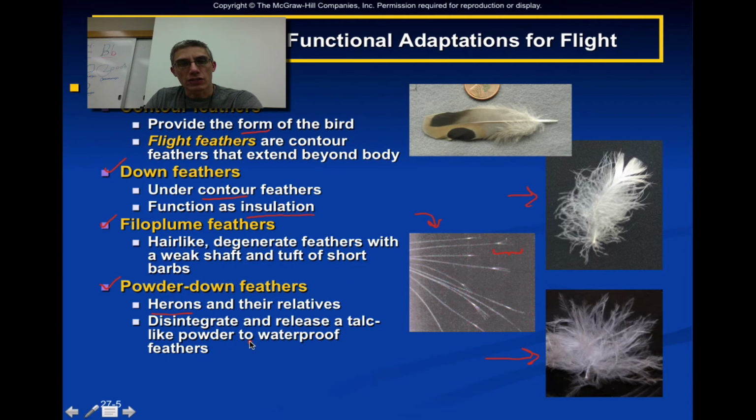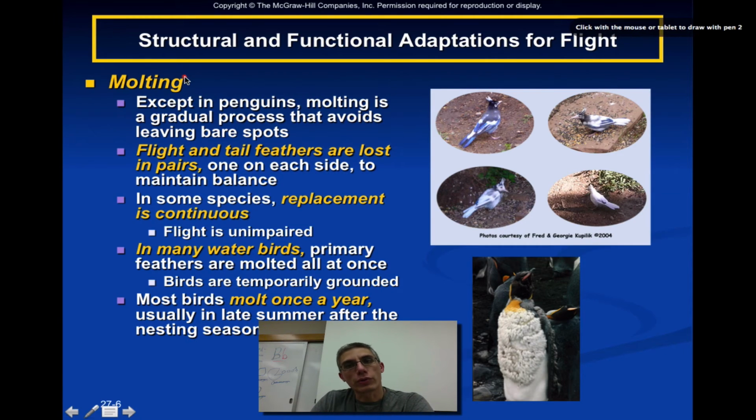And they basically disintegrate and release a talc-like powder type of substance, and they're basically there to waterproof the feathers that you would see on that bird. Now because we have an animal that has feathers, of course when it comes down to replacing those feathers, we give that process a special name, and we call that process molting.